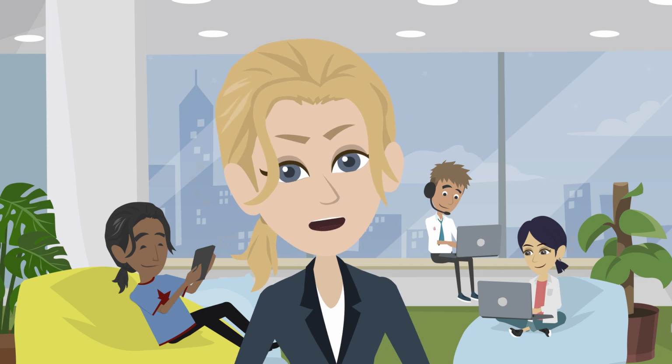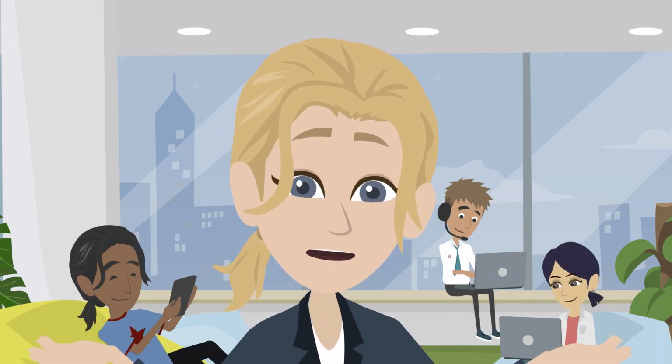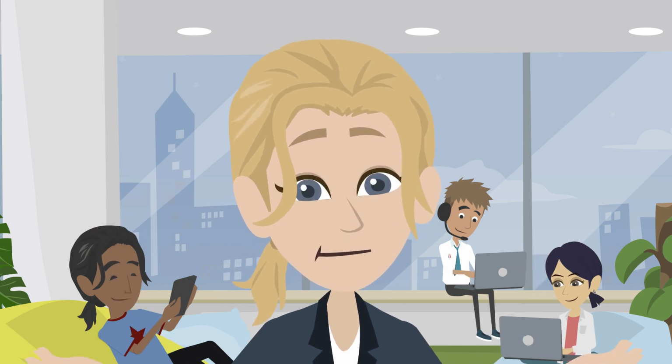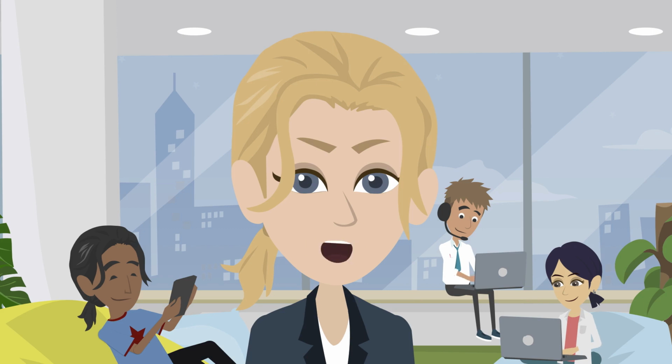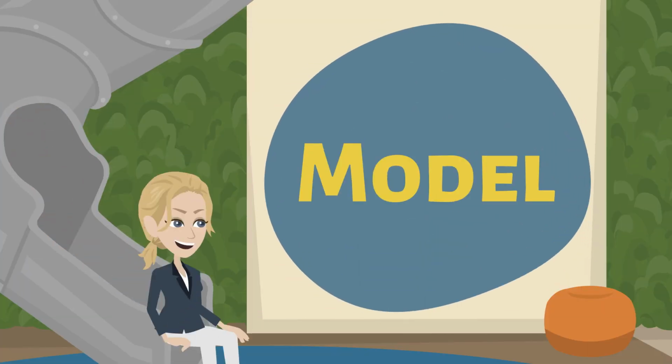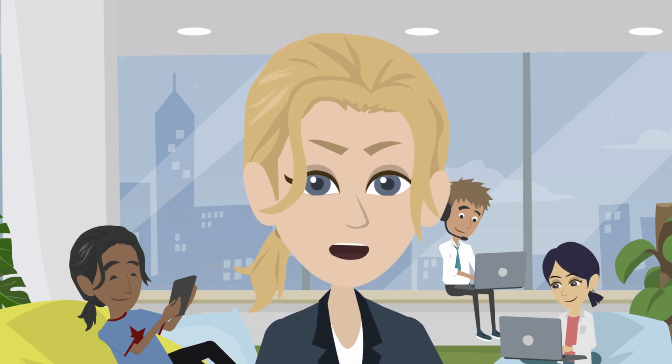Have you ever wondered what the results of an OLS regression model mean? Let's break it down together. Dependent variable. The dependent variable is the variable that the model is trying to predict or explain. Model. The model will indicate the type of regression model that was used.